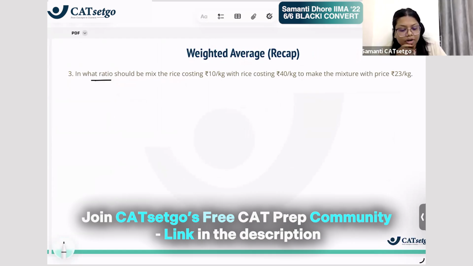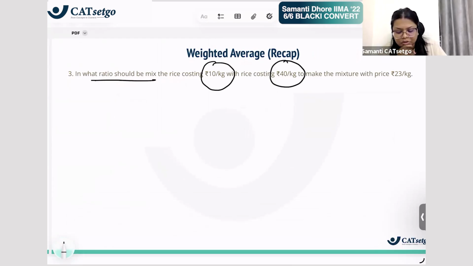Right. यहाँ क्या पूछा है? In what ratio should we mix this rice and this rice to make a mixture of 23 rupees per kg, right? अब देखो प्रोग्रेशन है. पहले क्वेश्चन में एवरेज प्राइस पूछ रही थी, सेकंड क्वेश्चन में तुम्हें एक इसकी क्वांटिटी पूछी थी, अभी थर्ड क्वेश्चन में दोनों का रेशियो पूछ रहा है, राइट? सो हाउ डू वी सॉल्व इट?